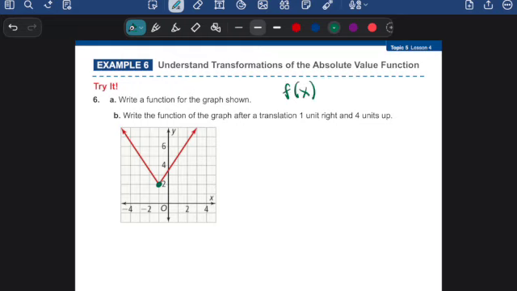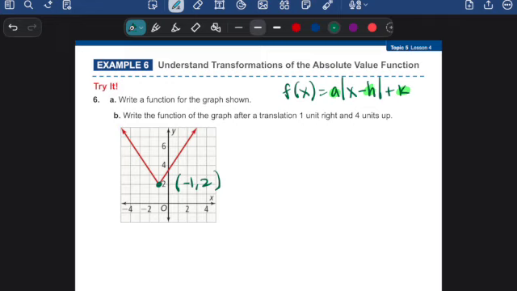Remember, I'm going to write it here again. f of x equals A times the absolute value of x opposite h, plus k. I need to replace numbers for A, h, and k. If I find the vertex, I already know 2 of those. I already know h and k. So my vertex here is at negative 1, 2.